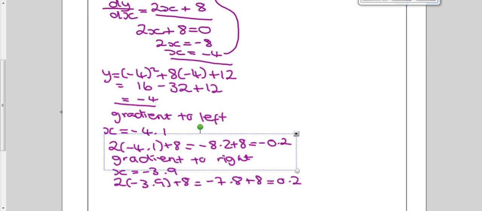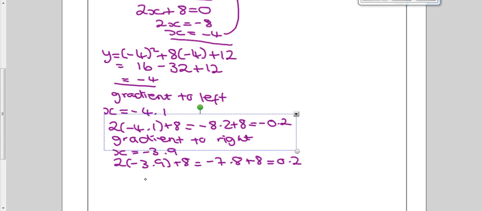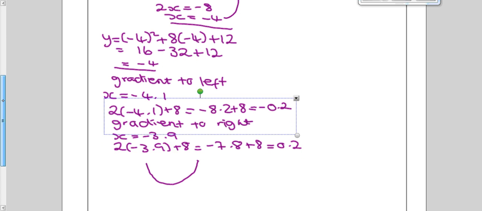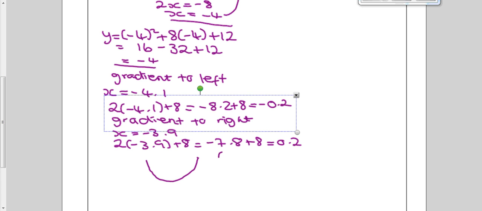So if we think about what this means, that means that to the left it's got a negative gradient, which means that the line is coming down, and then after the point we've got a positive gradient, which means that we're going up. So as you can see, that's clearly a minimum. So that means that at the point minus 4, we have a minimum.